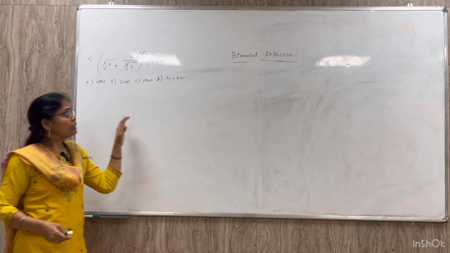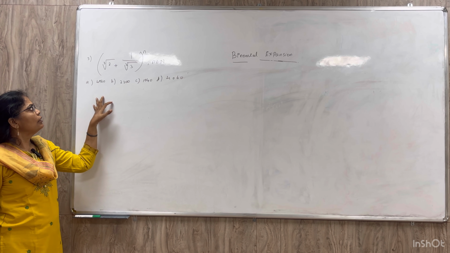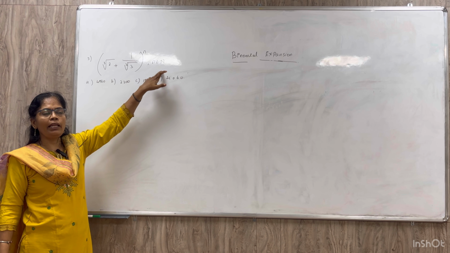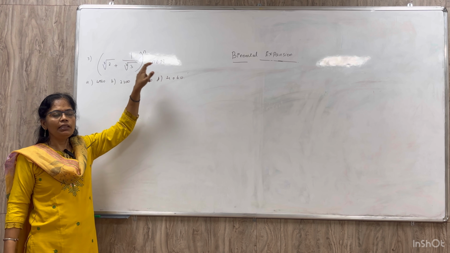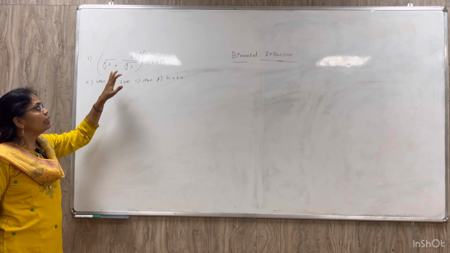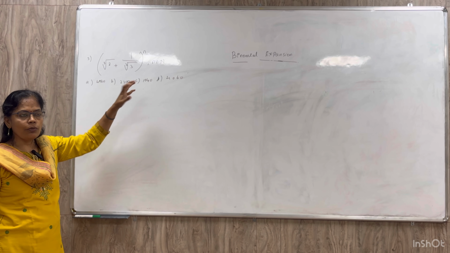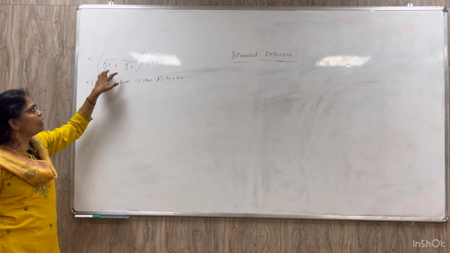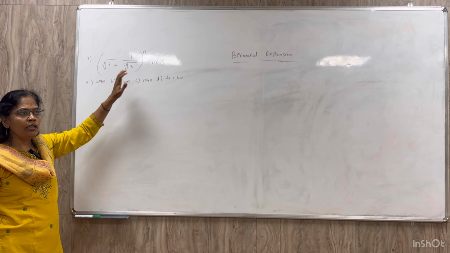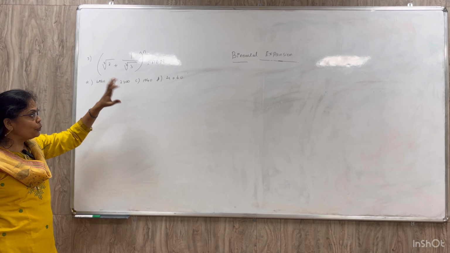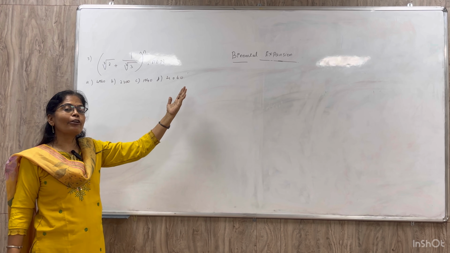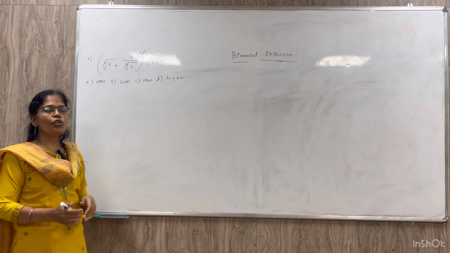Yes. Now look at the third question. (cube root of 3 plus 1 by cube root of 3) whole power n, where n belongs to the natural numbers. In this expansion, the ratio of the 15th term from the beginning to the 15th term from the end is 1 by 6.